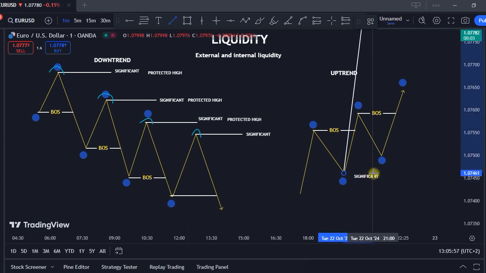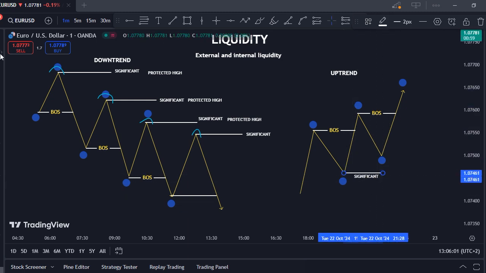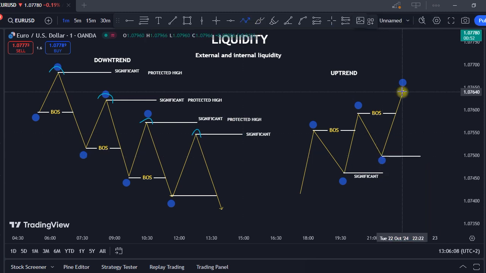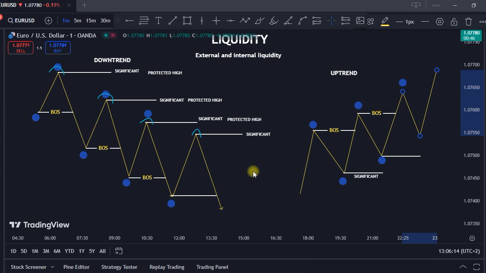Let's talk about this low over here. This low is a significant low, and again this low over here is going to be a significant low. And if the market continues to form another low like this, a higher low, that is also going to be a significant low.